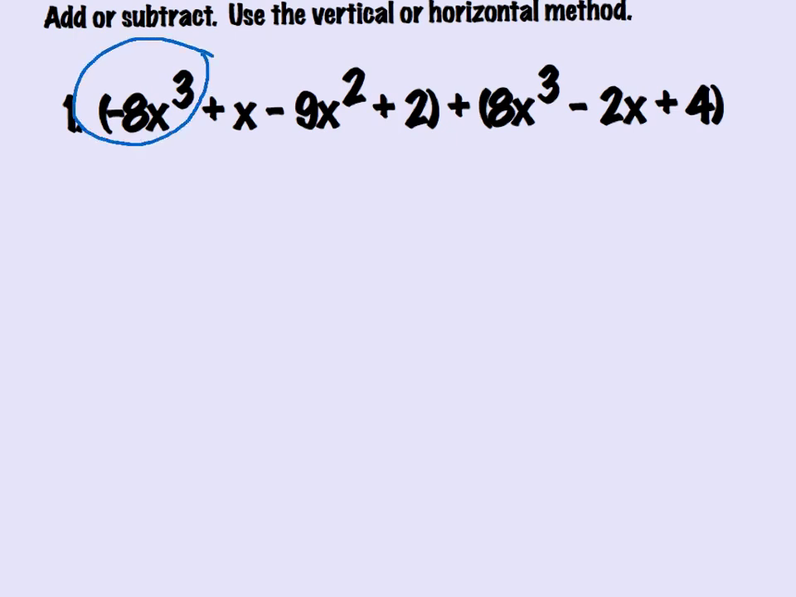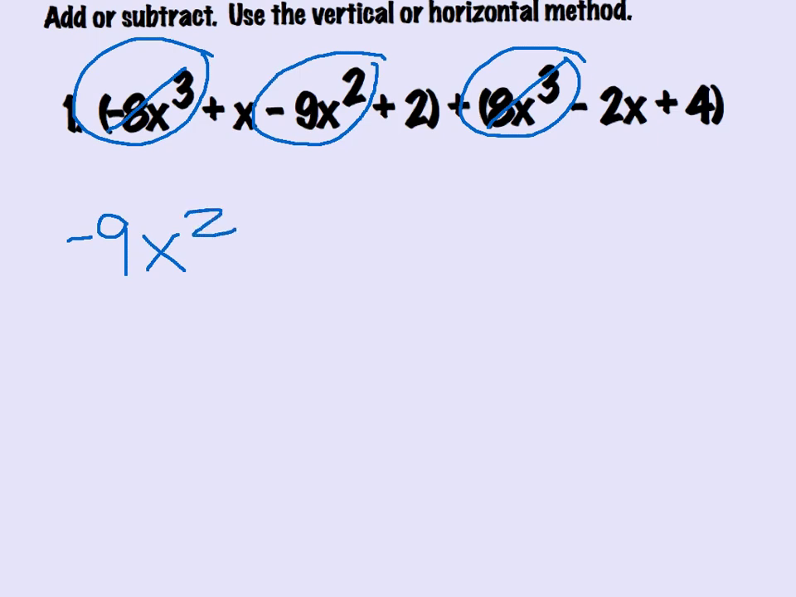Sometimes I circle or underline the terms as I'm adding them, so I keep track of what I've got left to add or subtract. All right, negative 8x cubed plus 8x cubed, when I add those, they cancel. So that was easy. Again, to stay in standard form, I started with the exponents of 3, so now I'm going to go to the exponents that are 2. I see that I've got negative 9x squared and nothing in this trinomial that's x squared. So I'm just going to bring my negative 9x squared down into my answer. I'll cross that off because I've just used it.